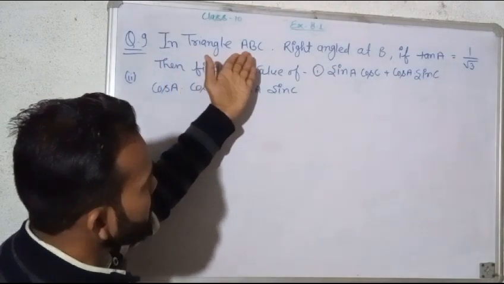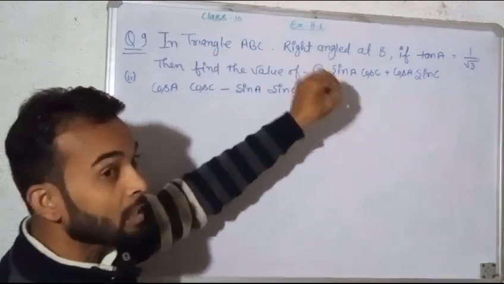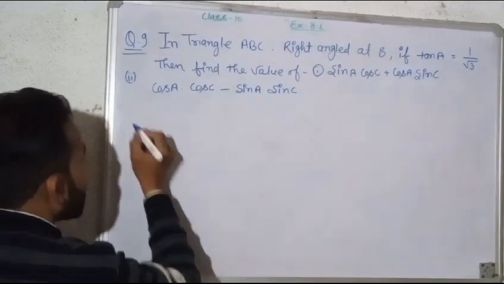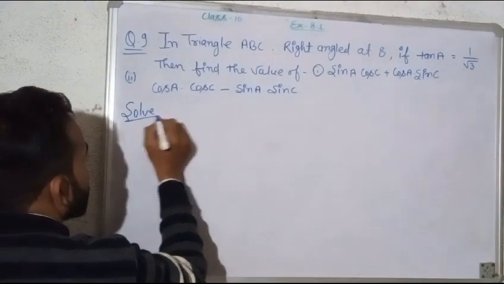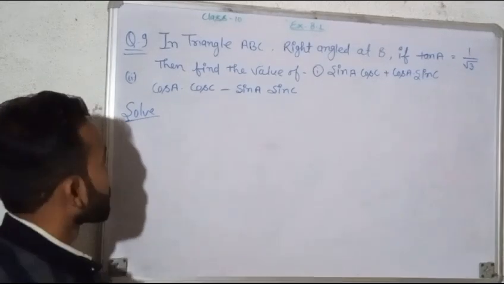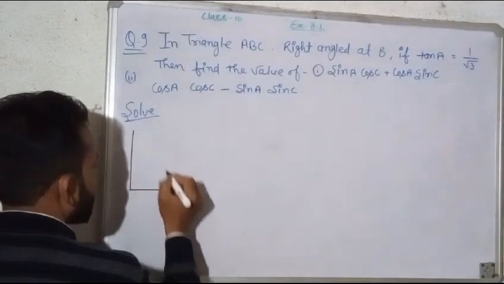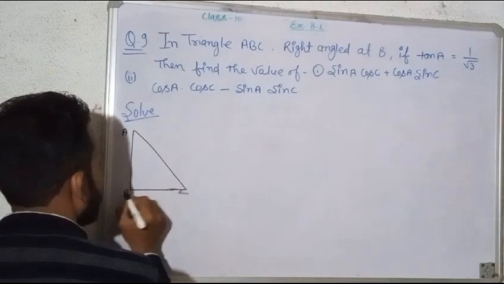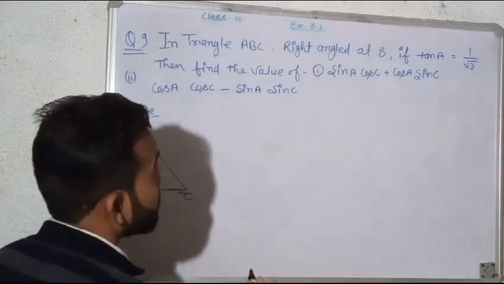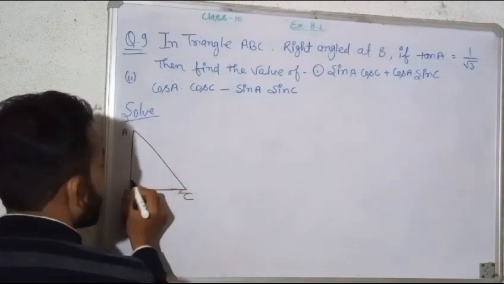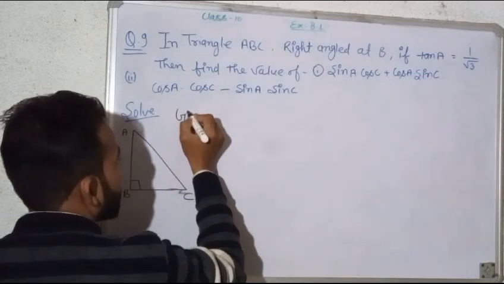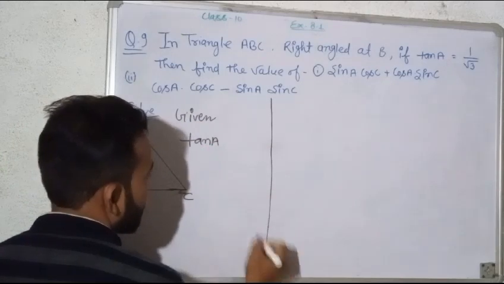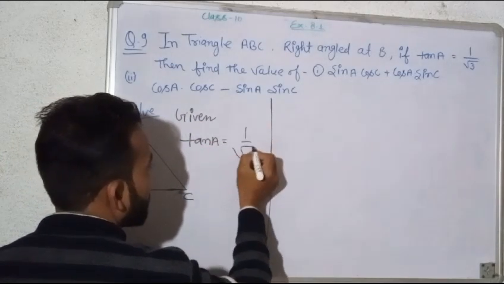It is given that ABC is a right angle triangle at B. So we first draw a right angle triangle ABC, right angled at B. Given that tan A is equal to 1 by root 3.